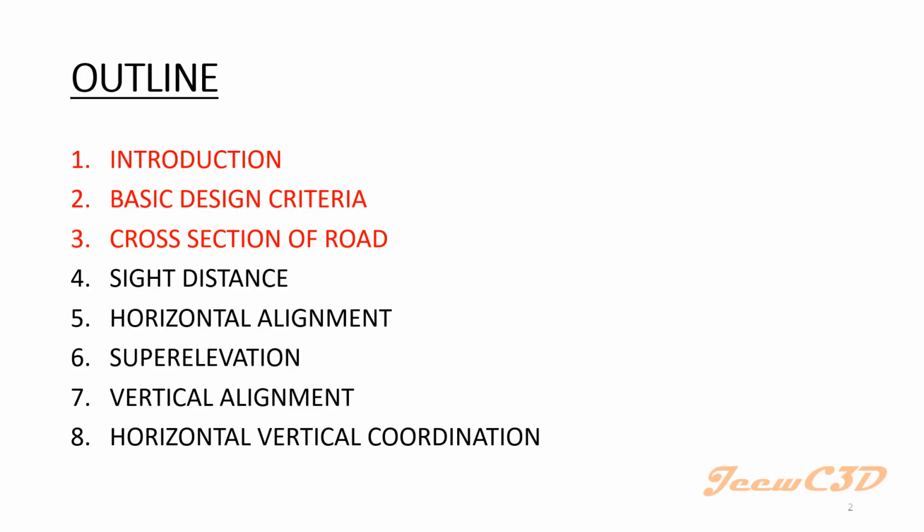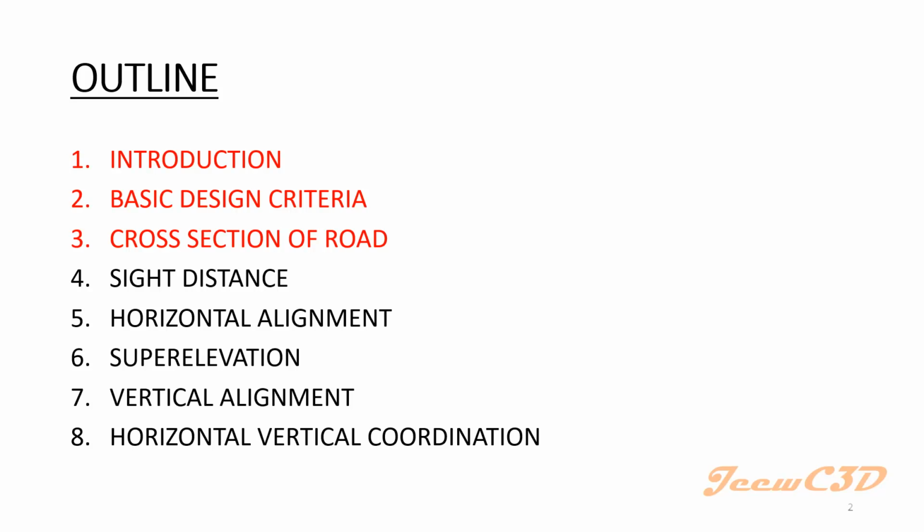I will give you a basic introduction. Then I will give you the basic design criteria: how to design a road, and what are the things we need to consider when designing roads. Then we will be looking at the cross-section of a road. Before designing or doing anything related to highways, we need to know what are the things we have in a road. Within this lecture we will learn these three parts: introduction, basic design criteria and cross-section of road.